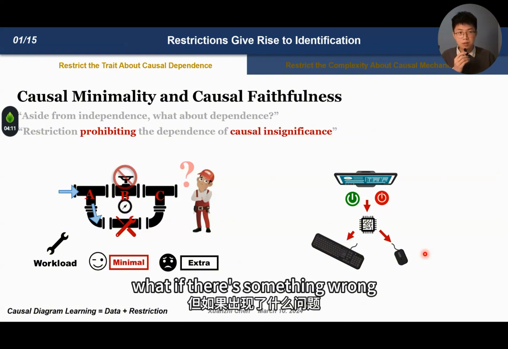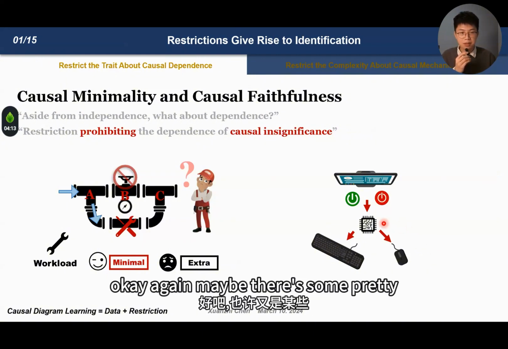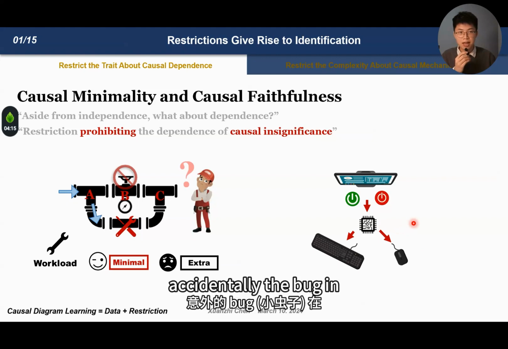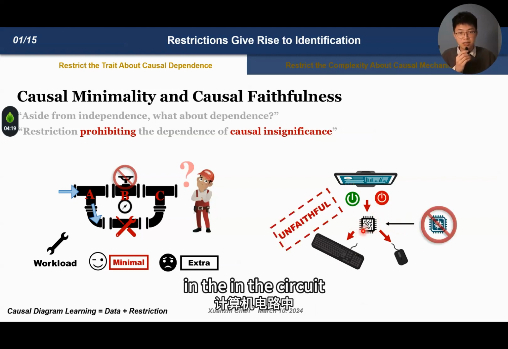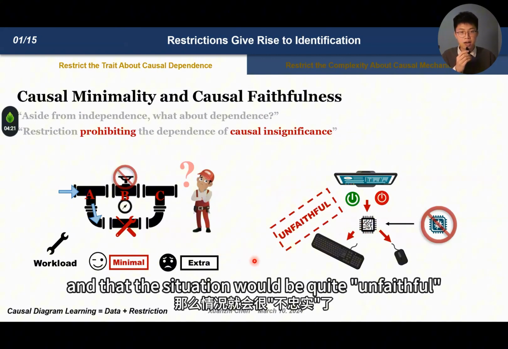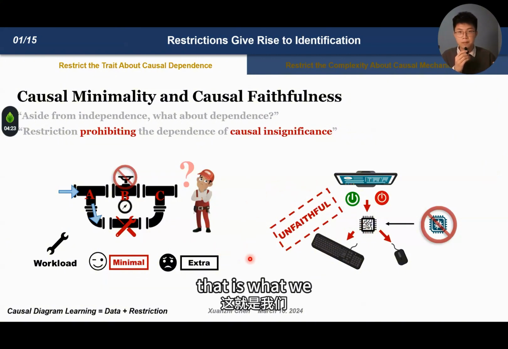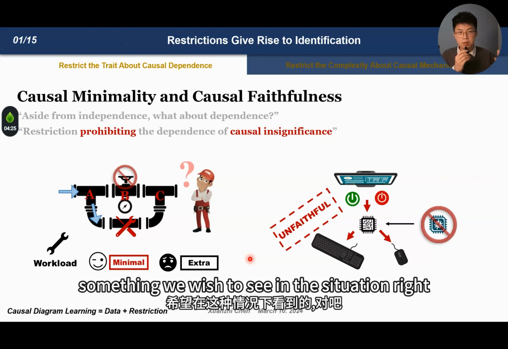But what if there's something wrong? Again, maybe there's some accidental bug in the circuit, then the situation would be quite unfaithful. That is not something we wish to see in the situation, right?